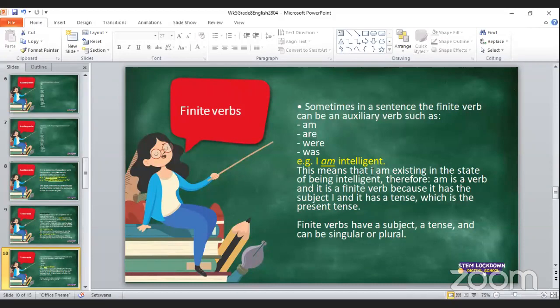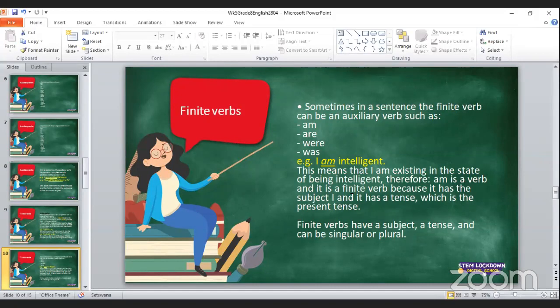So what does this mean? This means that I am existing in the state of being intelligent, right? So in my example, I'm intelligent. It means that I am existing in the state of being intelligent. Therefore, am is a verb and am is a finite verb, right? Because I've explained that it has the subject I and it has a tense, which is the present tense. Remember, I am intelligent.